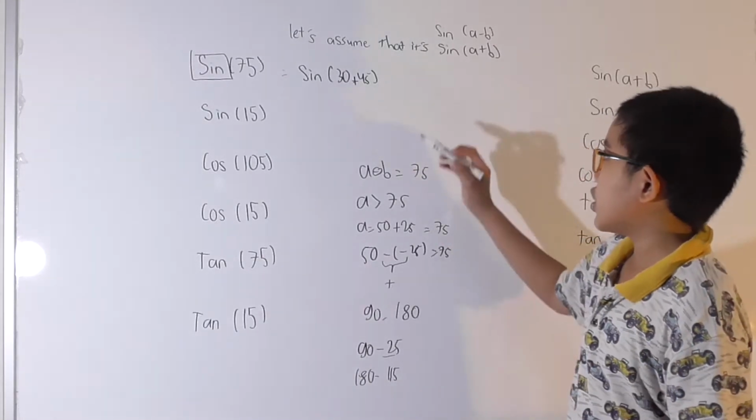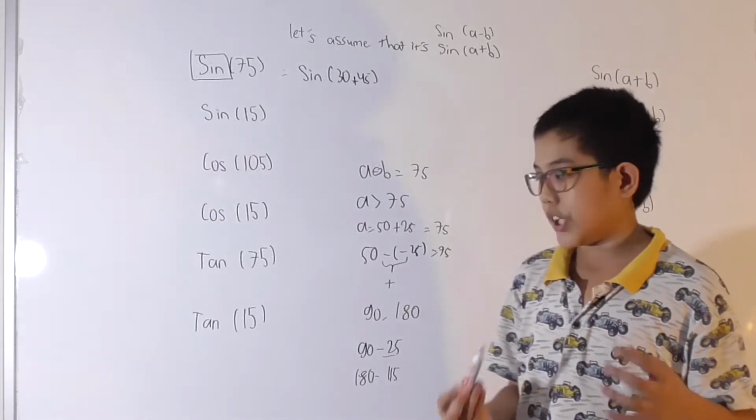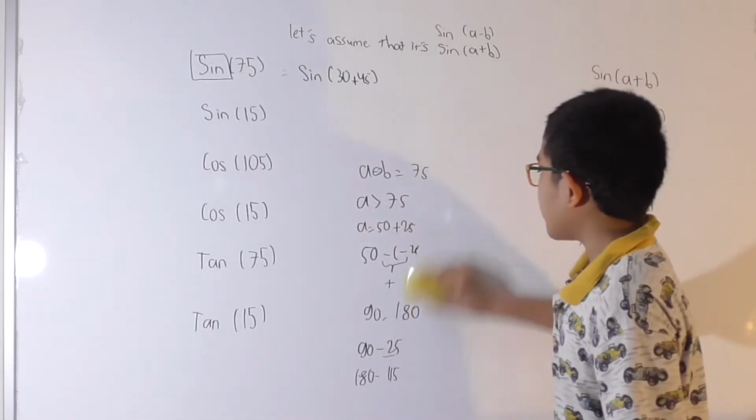So it must be sine of A plus B, because that's the only way we can figure out the combinations. Let me just erase this part.